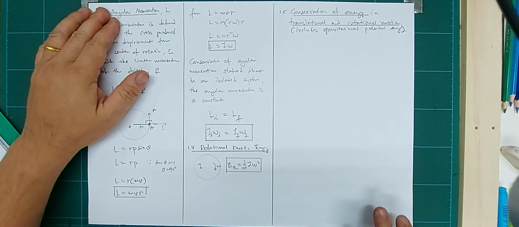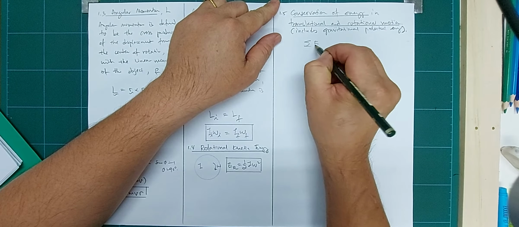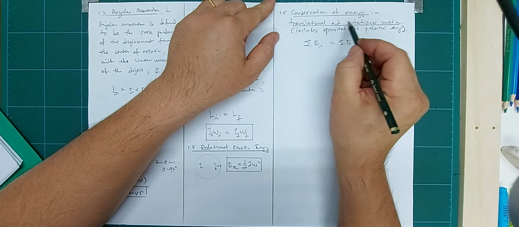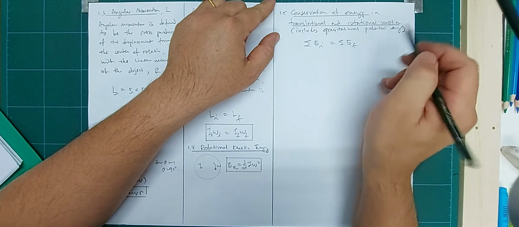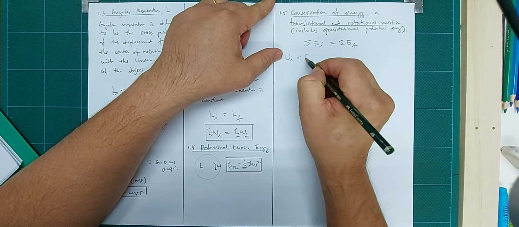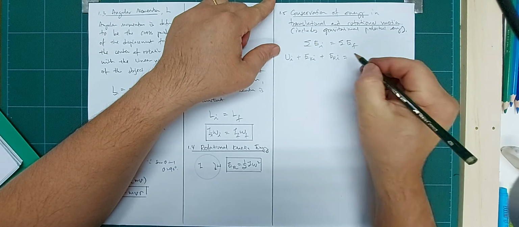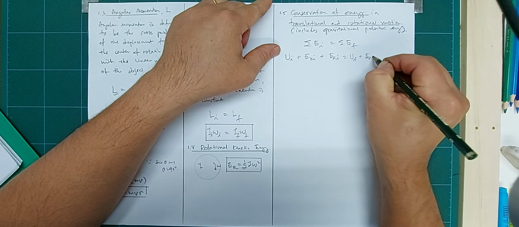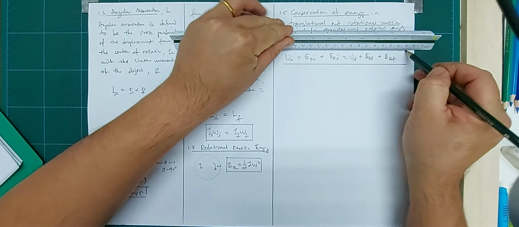Gravitational potential energy. So the conservation of energy states this: the total energy initially must equal the total energy after something happens. This energy includes translational kinetic and also rotational kinetic plus gravitational potential energy. So initially, if it has this much gravitational potential energy plus this much kinetic energy plus this much rotational kinetic energy, after a certain thing happens, the total energy must be the same, even though they can change among each other, but the total must be the same. So the final kinetic energy linear plus the final rotational kinetic energy, that is the law here.